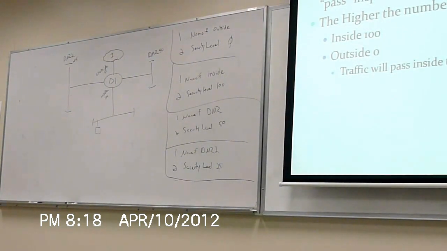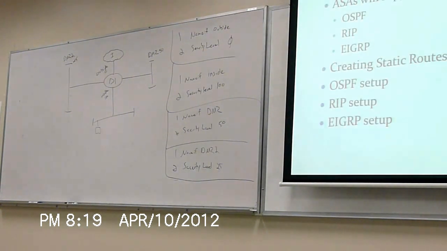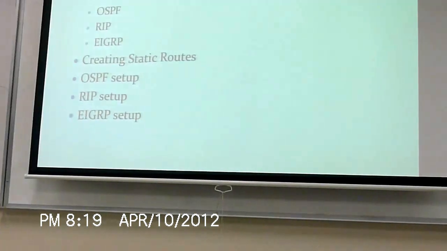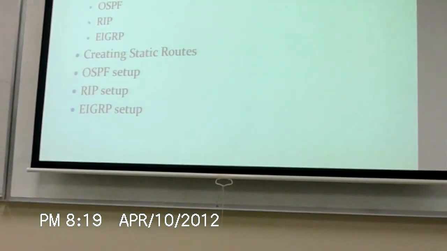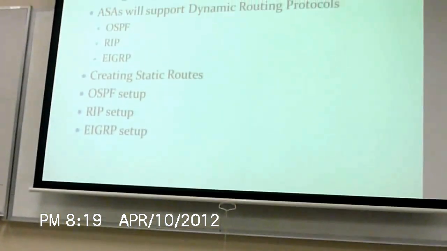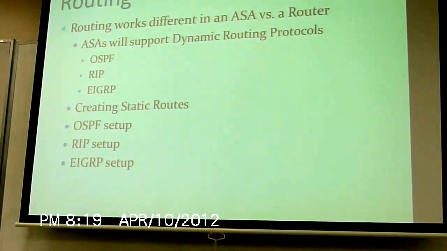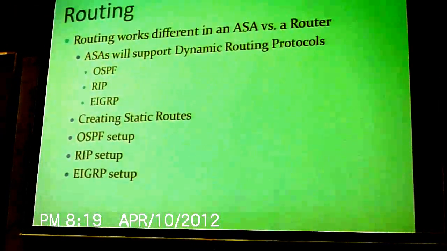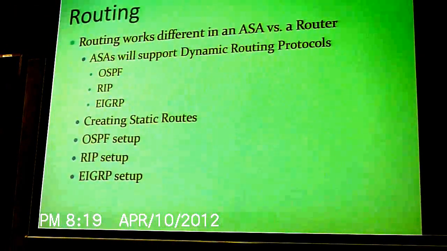You still have to define network address translation between the two interfaces as well in a firewall. Routing works in different ways in an ASA versus a router. Okay? It's still the same concept and principle. Commands are slightly different.